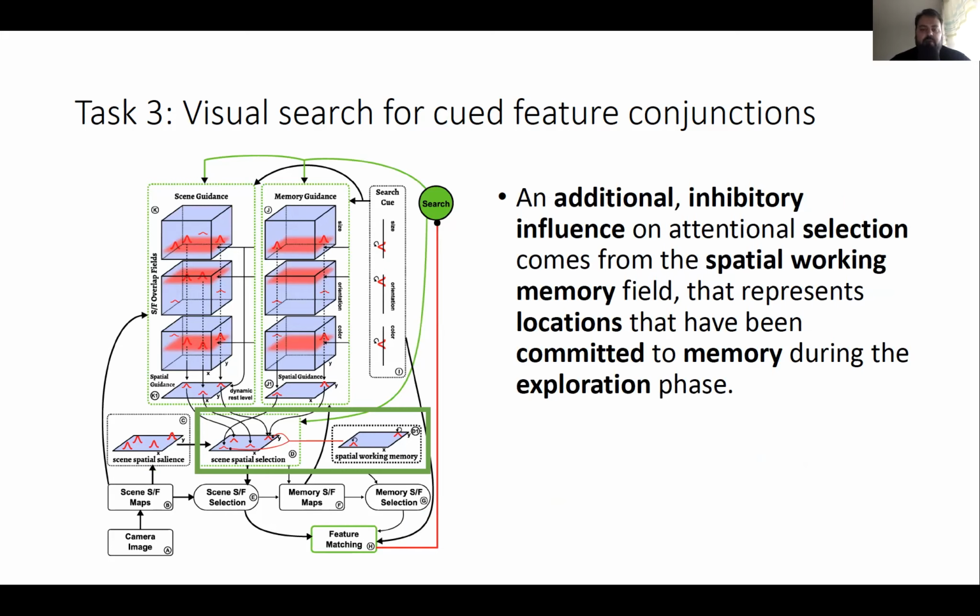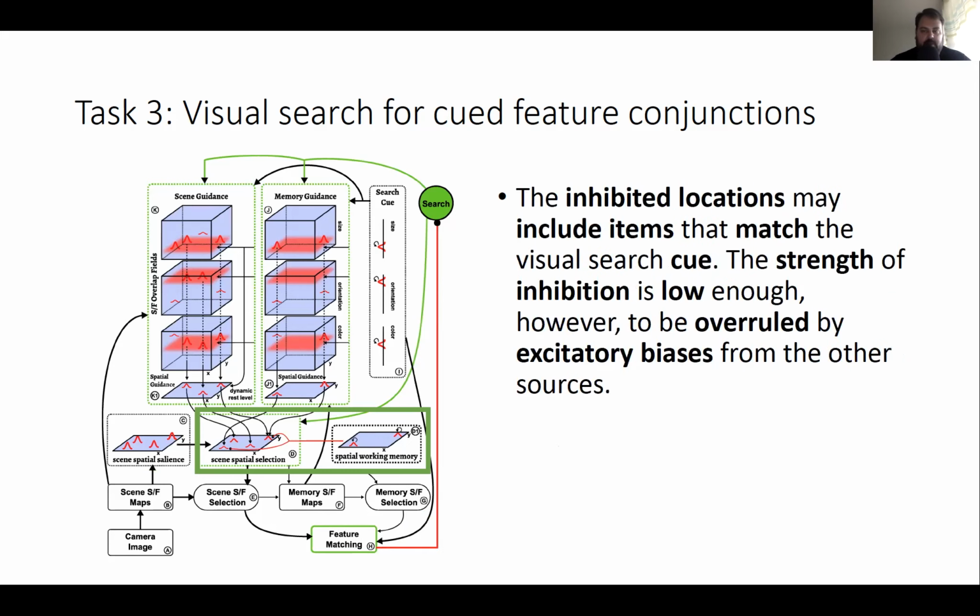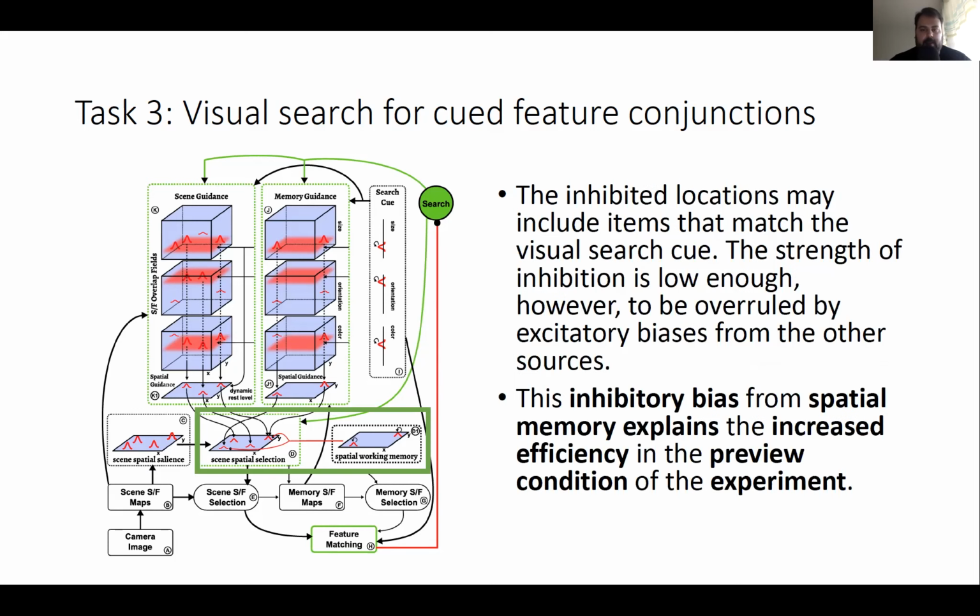An additional inhibitory influence is this spatial working memory field that inhibits locations that have been committed to memory during the exploration phase. This influence decreases the likelihood that attention revisits such locations, but since inhibited locations may also include the target item, the strength is low enough that it will be overruled by excitatory inputs. And this inhibitory bias from the spatial memory field explains the increased efficiency, so the change in the slope comes from this inhibition in the preview condition, of course.